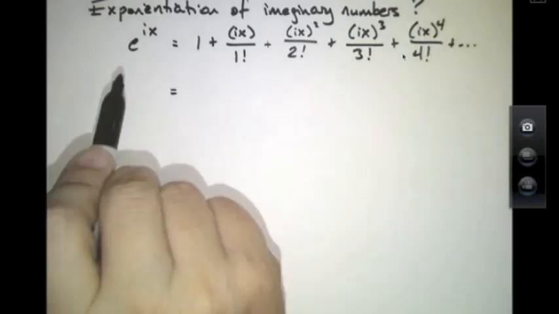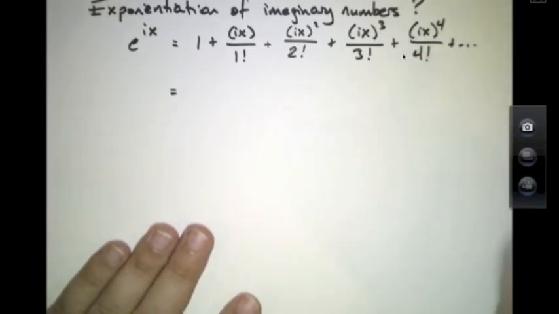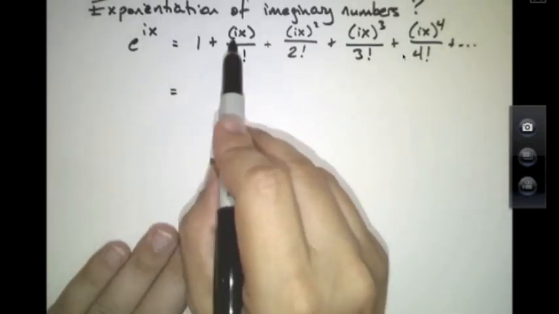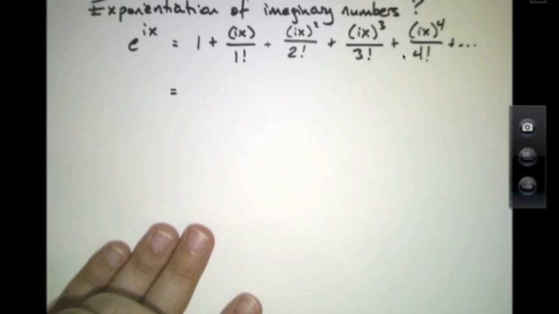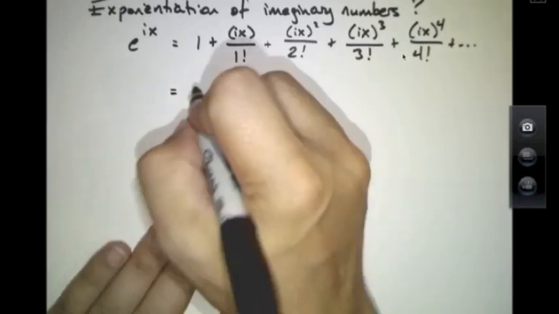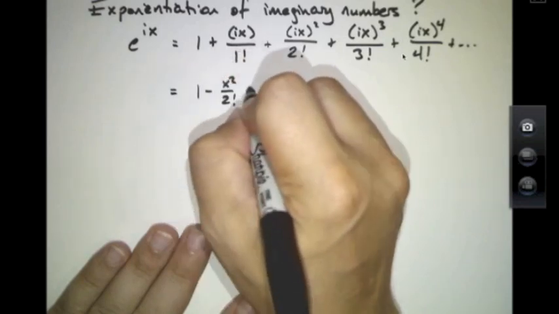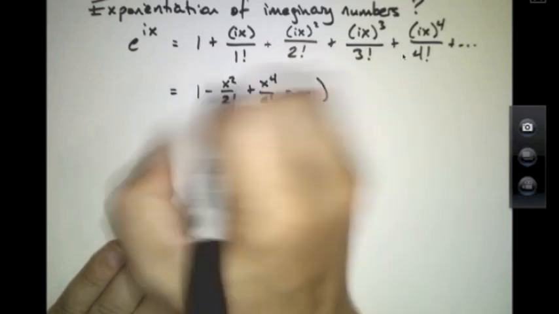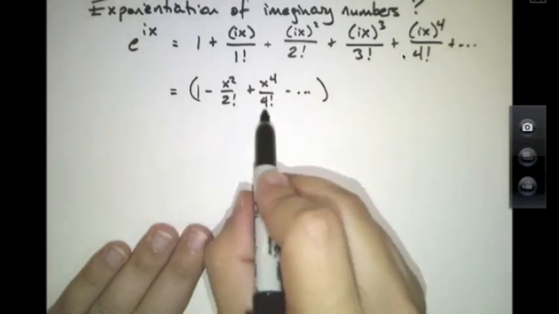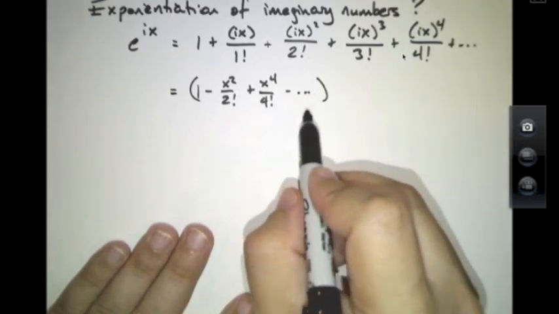Some terms here are going to be real, because they're either going to involve a square of i, or a 4th power of i, or a 6th power, or any even power of i. Some terms in this series are going to be imaginary, because they're going to involve i, or i cubed, or i to the 5th. All of those end up having an extra factor of i. So this works out to be the sum 1 minus x squared over 2 factorial plus x to the 4th over 4 factorial minus x to the 6th over 6 factorial, and so on.